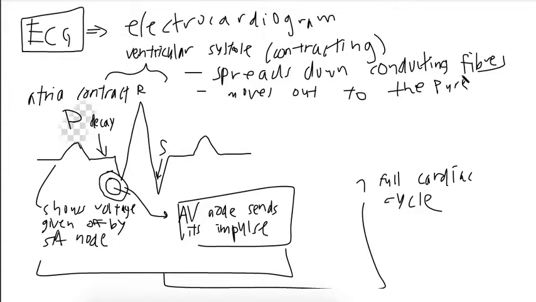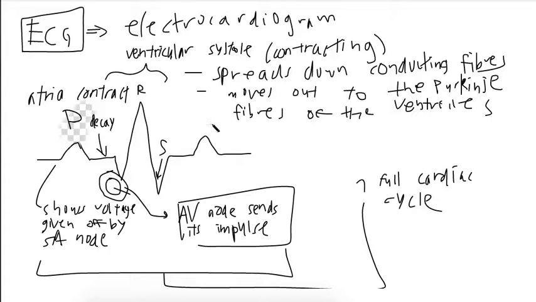This has to do with the right and left bundle of His. The Purkinje fibers of the ventricle. So that's the QRS complex for you.